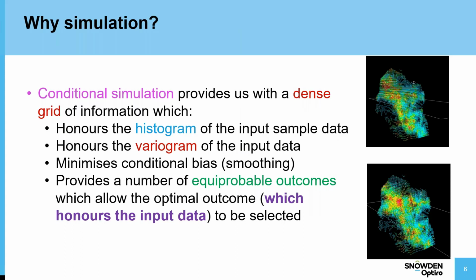Simulation's a way of generating dense grids of data, and some of the features of the simulation that we're interested in is that if it's done correctly, we're honouring the histogram of the input data, we're honouring the variogram of the input data. To a certain extent, it minimises conditional bias, doesn't eliminate it, but importantly, simulation or realizations produce a number of outcomes which are equally likely, and it allows us to choose one of those outcomes which honours the input data. And this is the key application here. We're looking at choosing a simulated realization that honours the drill hole data for reasons that should become obvious. So that's simulation.